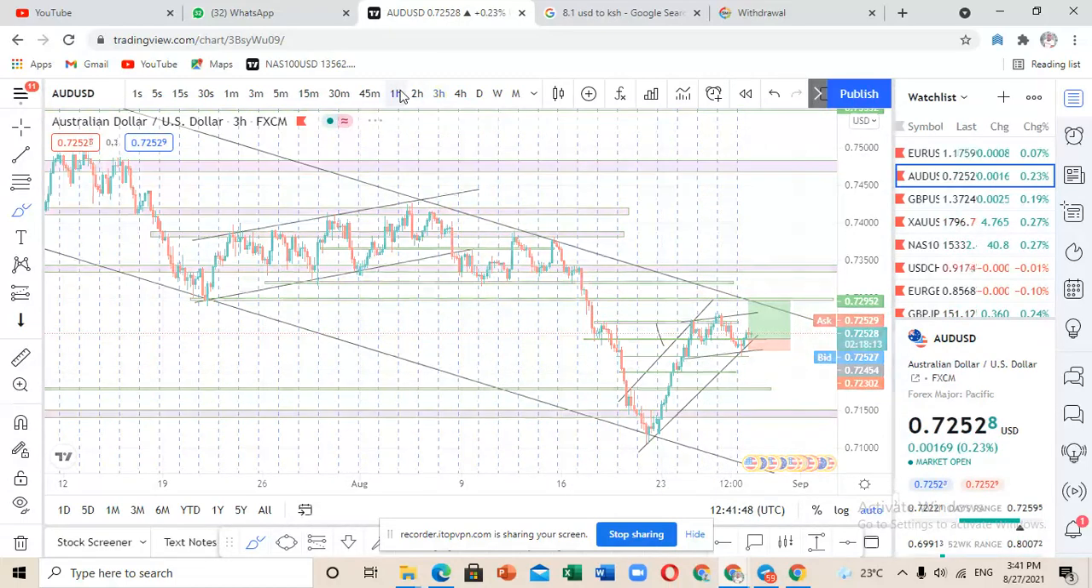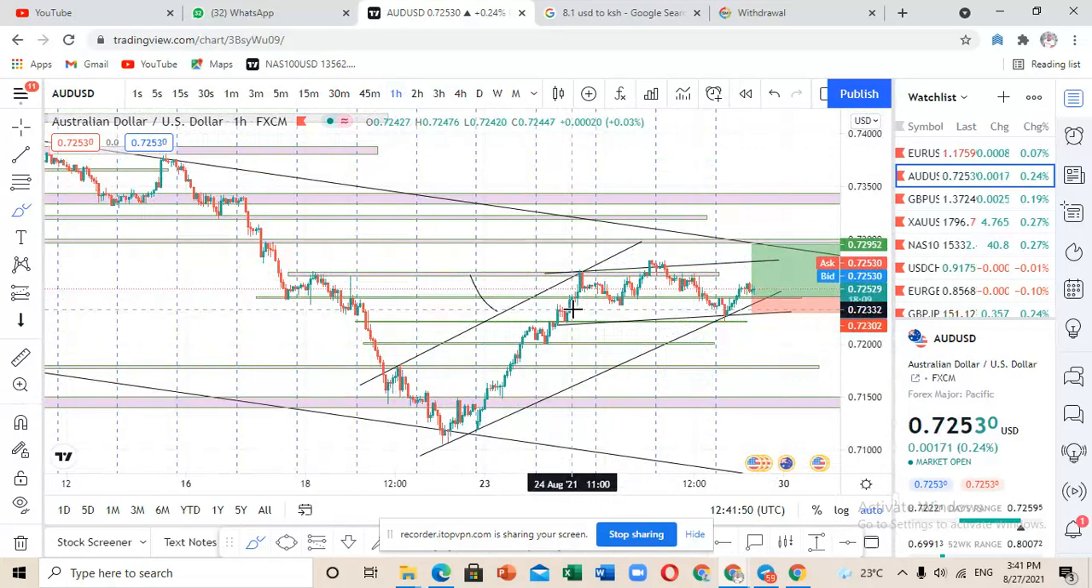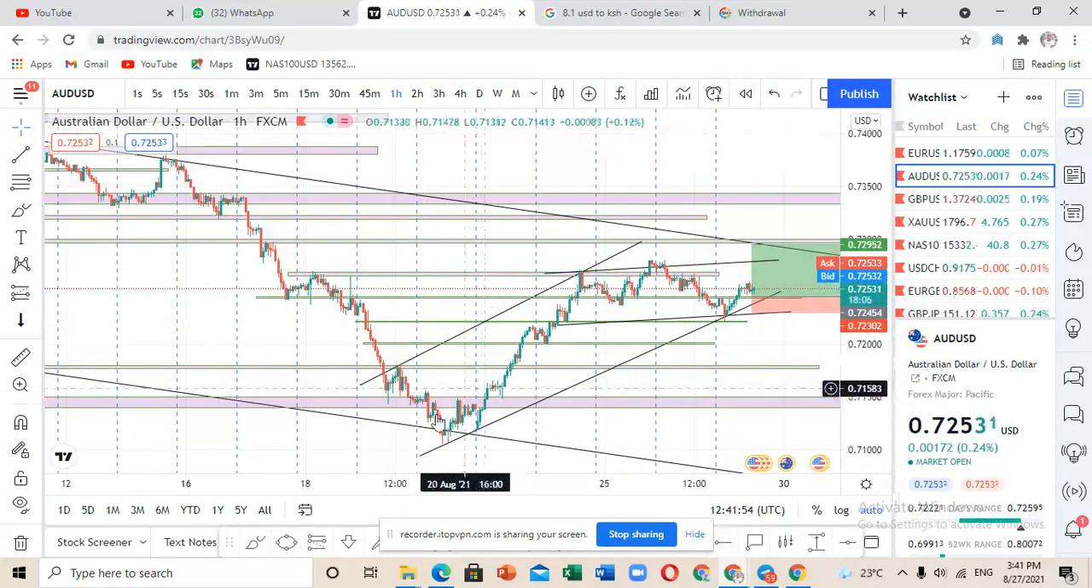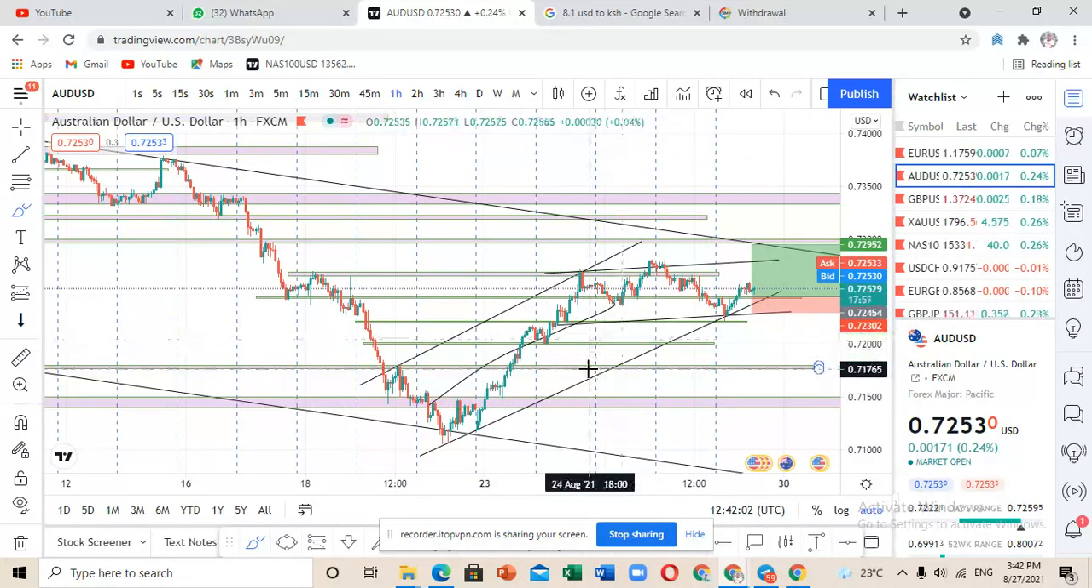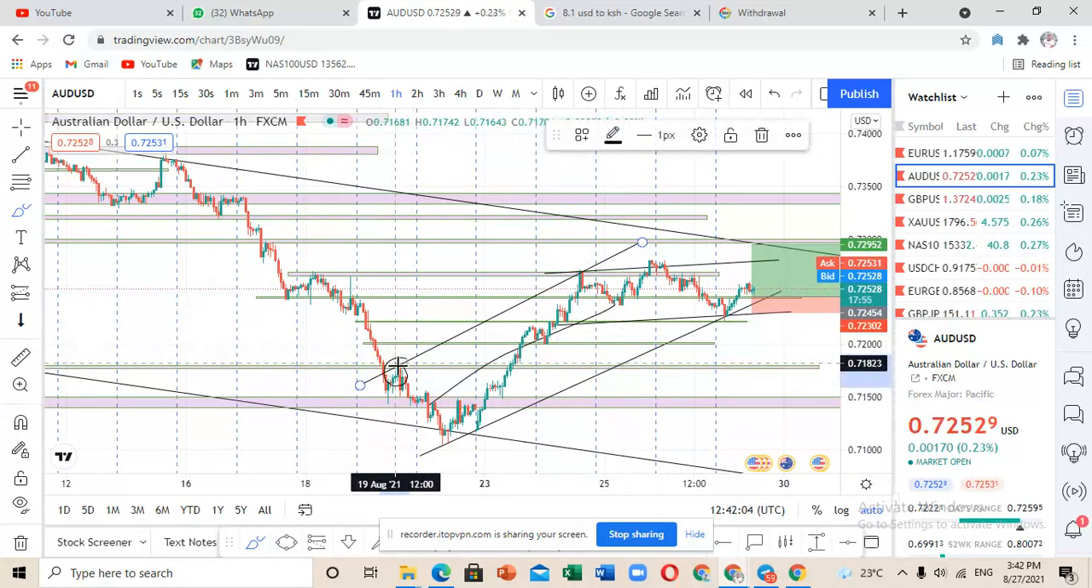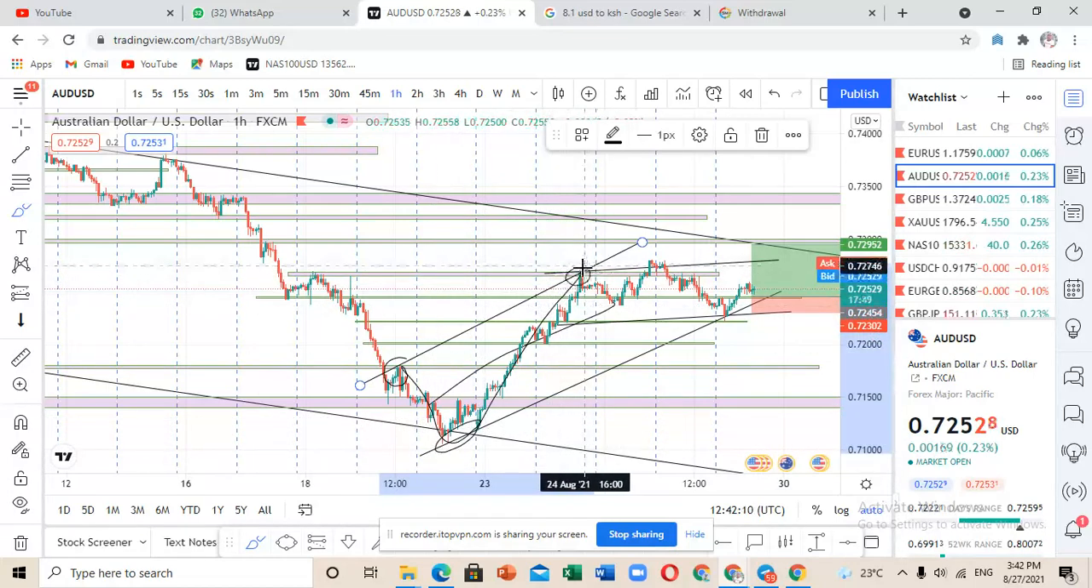If I move into the 1 hour time frame, you are able to view how the markets are generally moving. We are experiencing an upward trend here. After touching this trend line above here, the market moved to this side, touched this trend line, moved to the upside again to touch this trend line, then moved to the downside to touch this trend line that is below here.